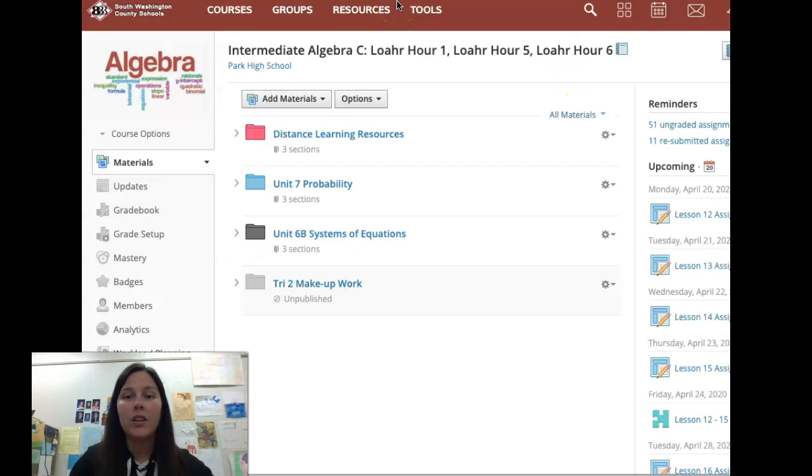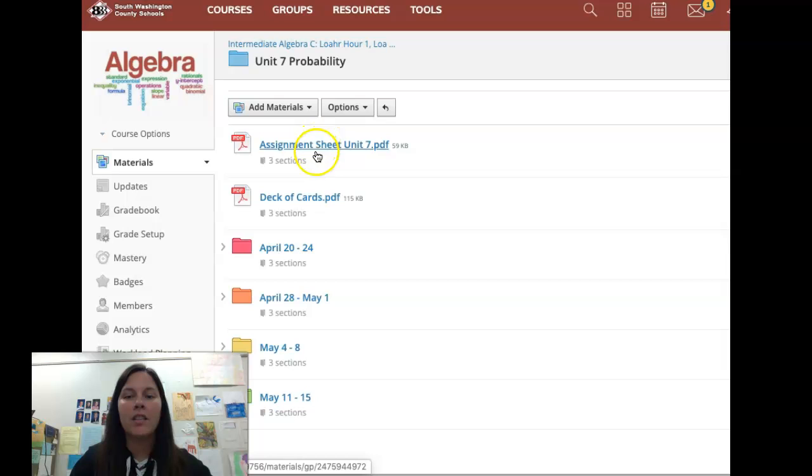All right, so in your Algebra 1 Schoology page, we are in Unit 7 Probability, so we're going to click in there. And then right under the assignment sheet that tells us what we're doing each day, there is a PDF of a deck of cards. So we're going to take a look at that.